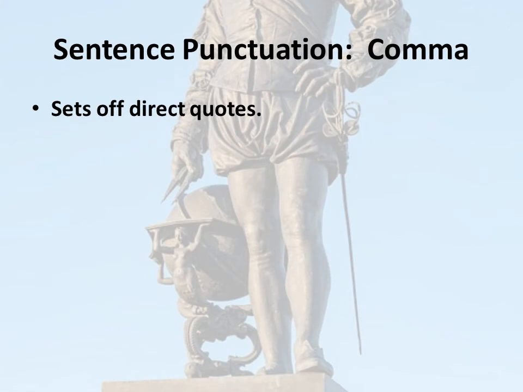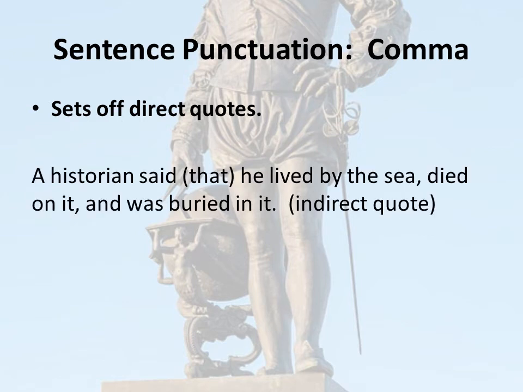And a sentence is also used to set off direct quotes. Now notice this first sentence. This is not a direct quote. It is an indirect quote. A historian said he lived by the sea, died on it, and was buried in it. That really just means a historian said that he lived by the sea, died on it, and was buried in it. We can take the word that out of the sentence.